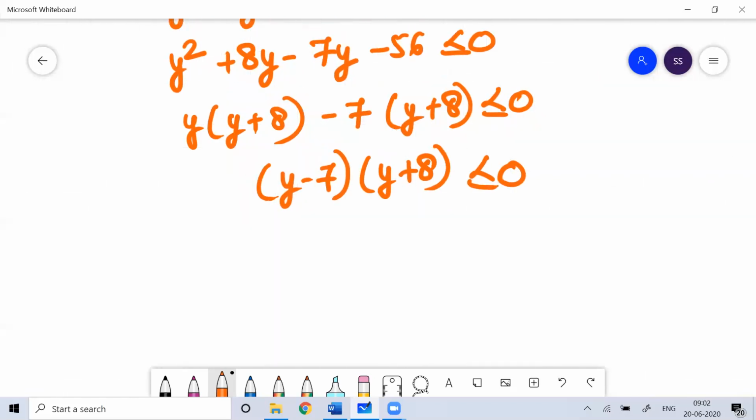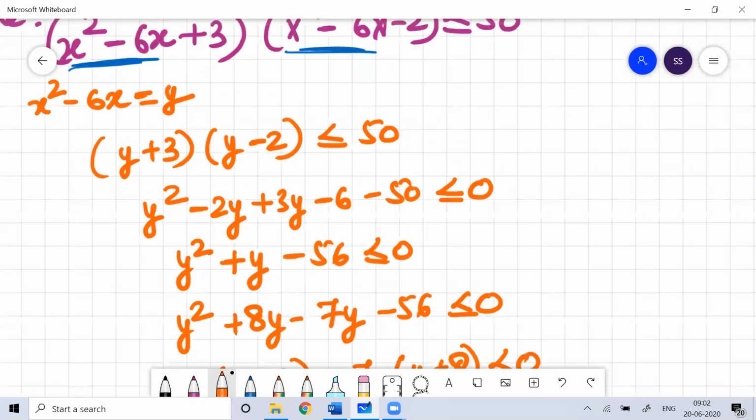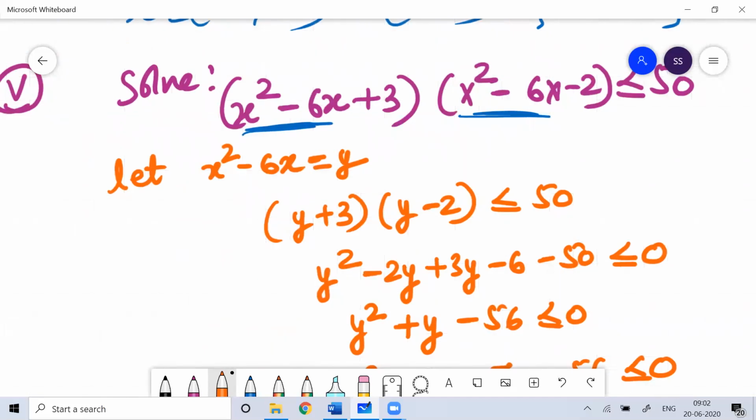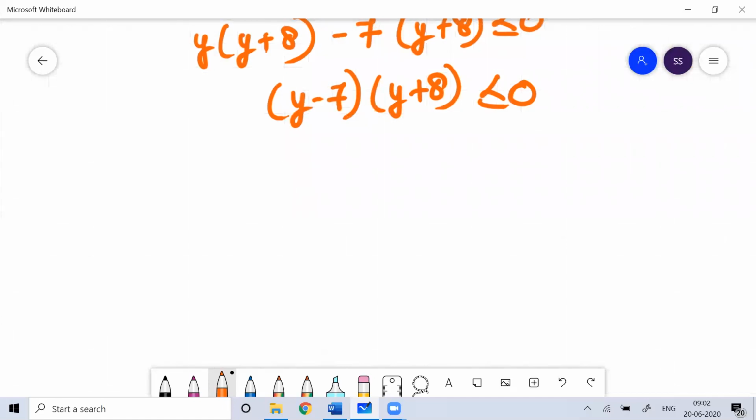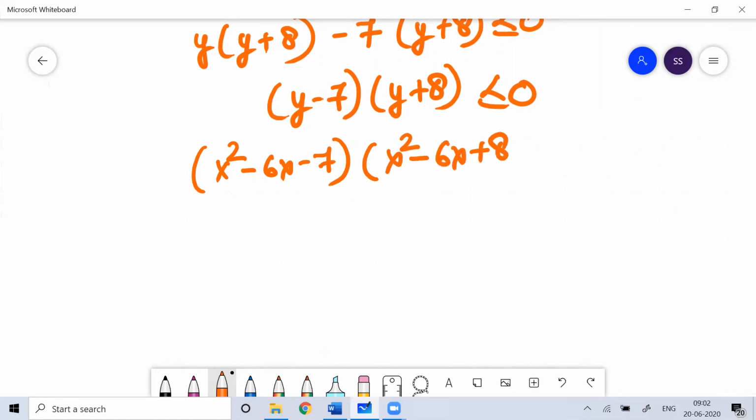So ultimately, now here this problem is not about y. So here I assume something as y, that is x square minus 6x. This is x square minus 6x minus 7. This is x square minus 6x plus 8, that is less than or equal to 0.